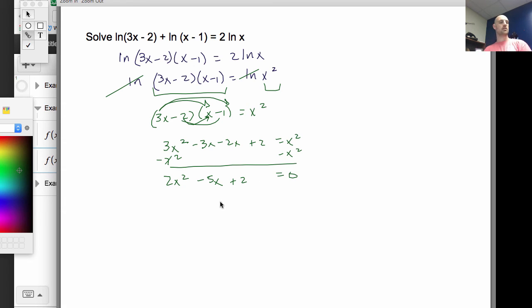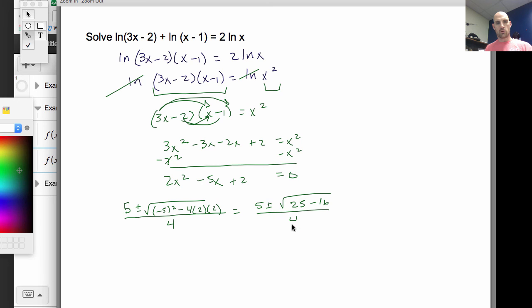I've got options. I could factor. I could work on quadratic formula, and I'm going to choose that option. So I'm taking negative b, so 5 plus or minus the square root of b squared, so negative 5 squared, minus 4 times 2 over 2a. A is 2, so this is over 4. Do a little bit of simplification here. 5 plus or minus the square root of 25 minus 16 over 4 is equal to 5 plus or minus the square root of 9 over 4, which is going to be either 8 over 4 or 2 over 4, which is 1/2, so 2 or 1/2.